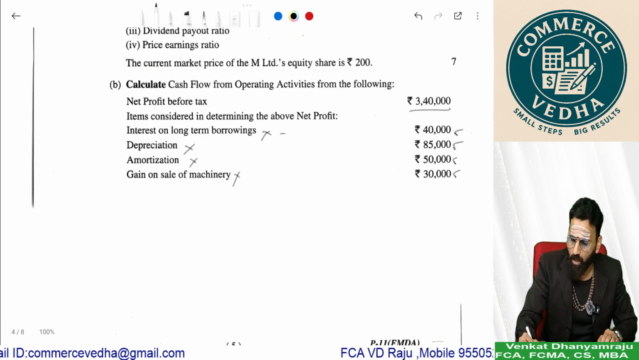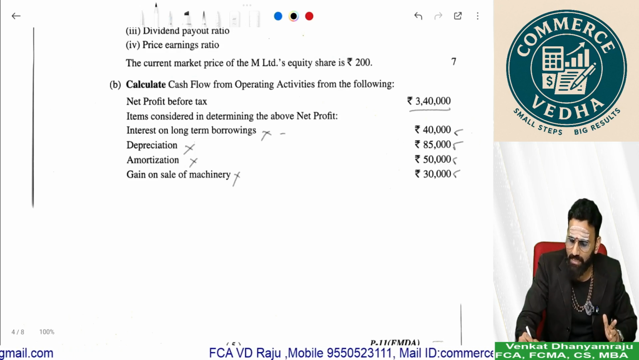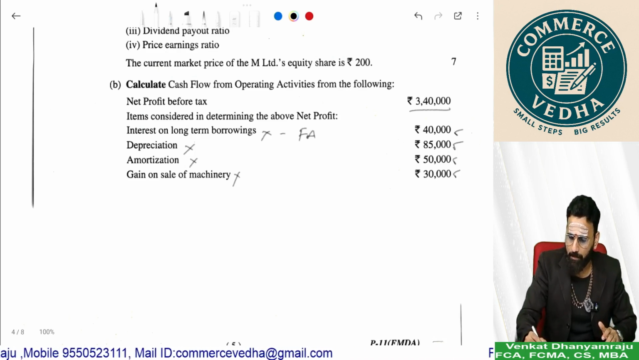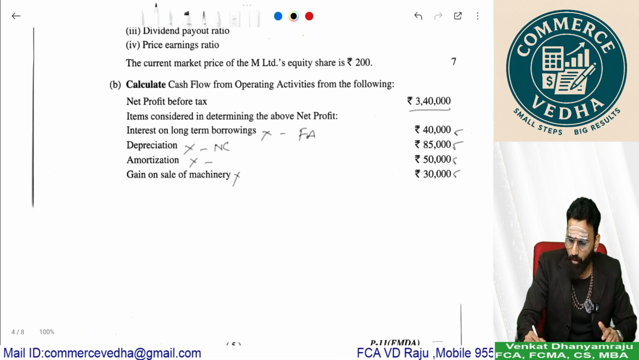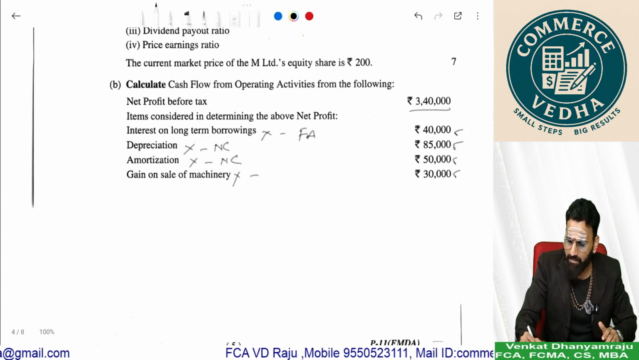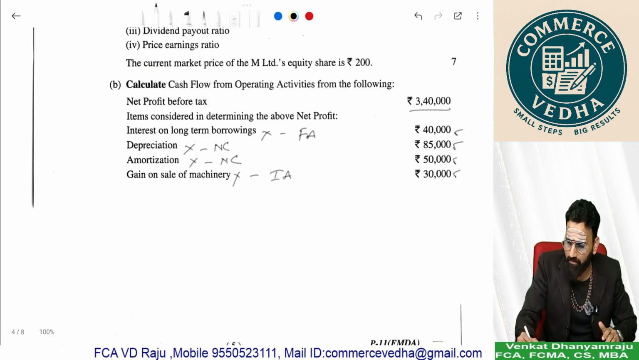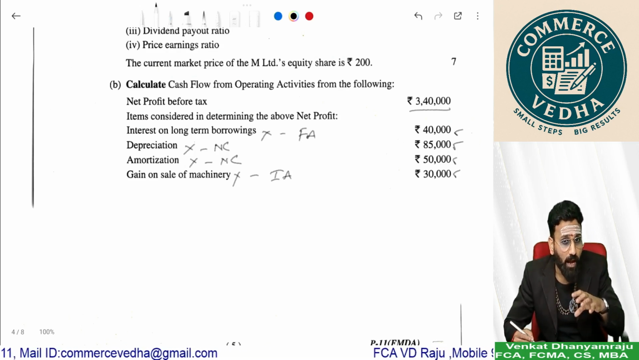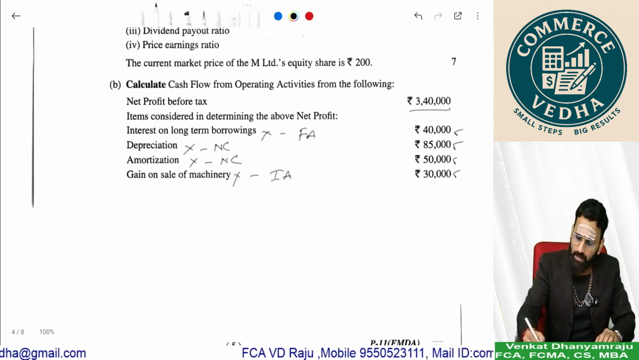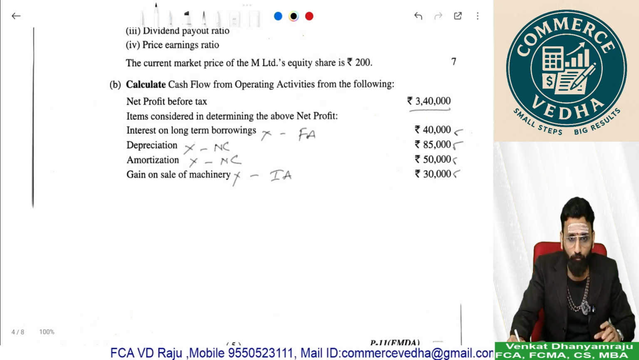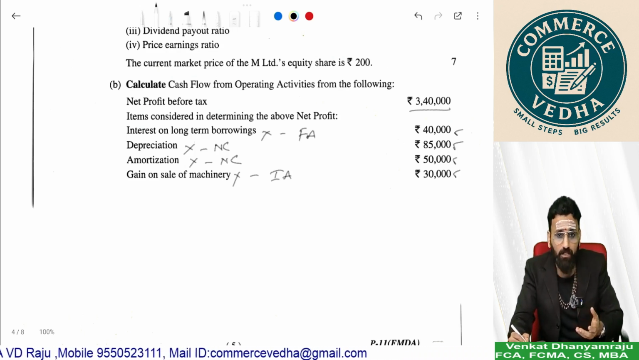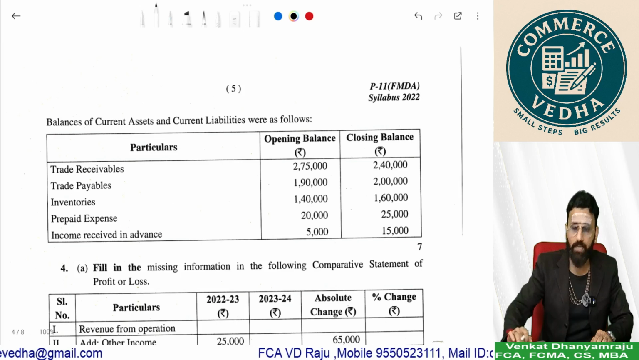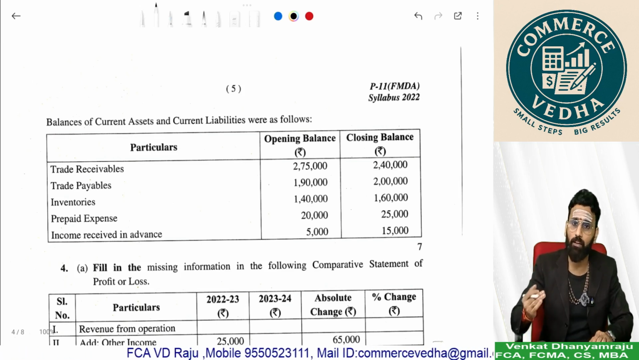This is non-operating. We can say interest on long-term borrowing, when we borrow, it is a financial activity, and depreciation is non-cash, amortization is non-cash, gain on sale of machinery is investment activity. So basically here we are computing only operating activity cash flow. Hence these items should be adjusted, because your net profit is arrived at after debiting or crediting these items, and then we should go to working capital plus or minus. We'll explain when we do that.